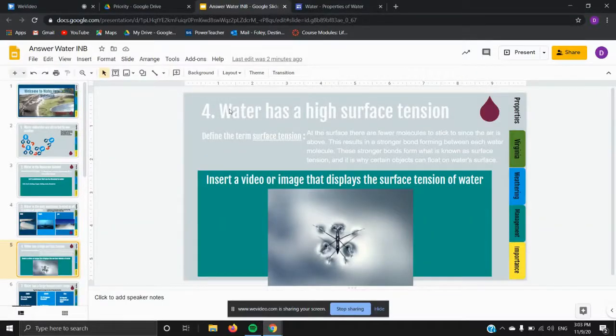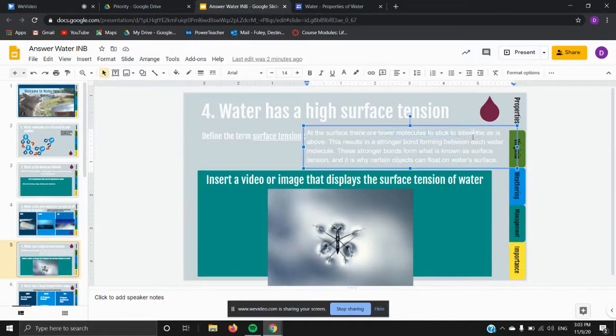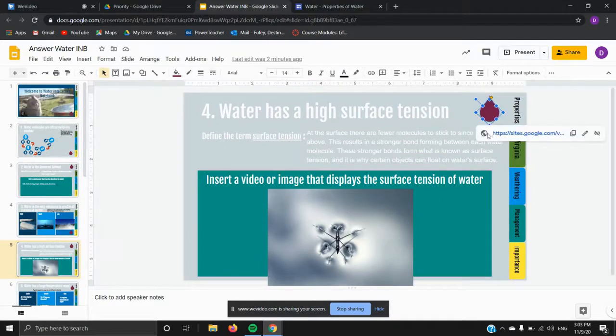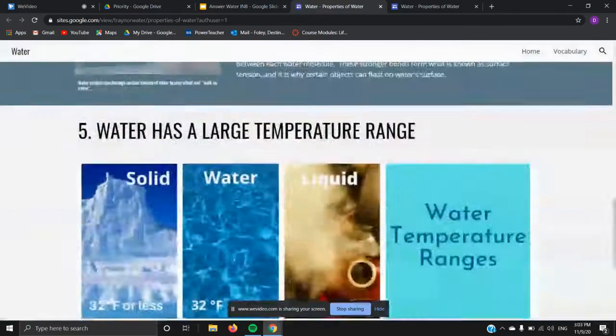Slide 5, you were telling me water has a high surface tension. What's surface tension? So at the surface, there are fewer molecules to stick to since the air is above. This results in a stronger bond to form between each water molecule. These stronger bonds form what is known as surface tension, and it is why certain objects can float on water's surface.